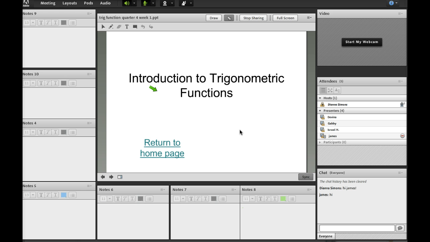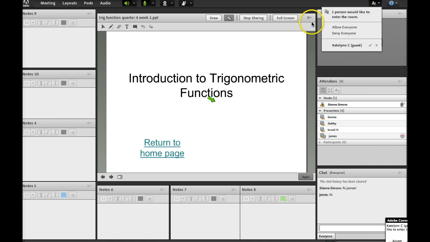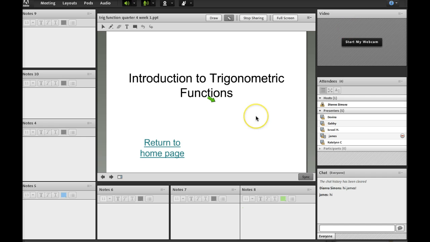Okay, guys, we're going to get started. And we're going to talk about some trig functions and the Pythagorean theorem. And you should already know the Pythagorean theorem, okay? A squared plus b squared equals c squared. Everyone should know that. But just in case you don't, make sure that you know how to manipulate that. We'll talk about that a little bit too.